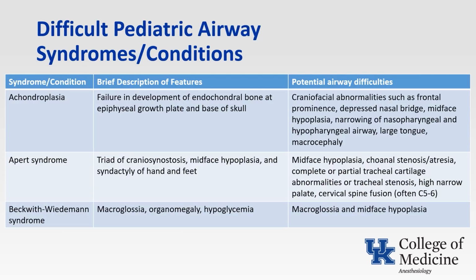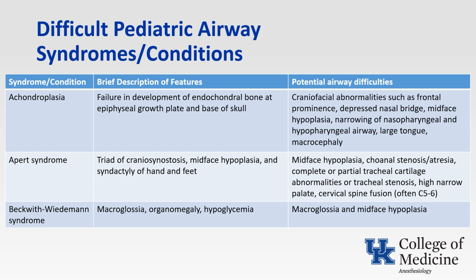So our last keyword is difficult pediatric airway syndromes and conditions. Now, these last two slides include a list of some of these syndromes, and it is certainly not all-encompassing, but I did try to put some of the ones that should just catch your attention when you either see or hear about these syndromes, and be aware that they are associated with potential difficult airway, either in the form of difficult mask ventilation and or difficult laryngoscopy.